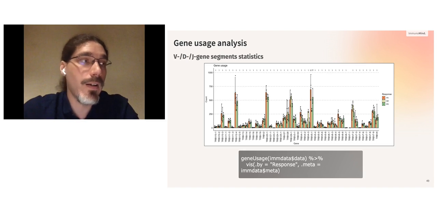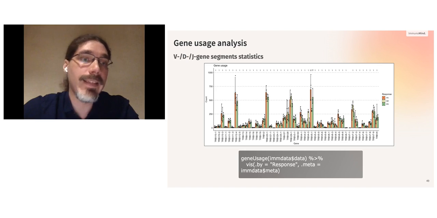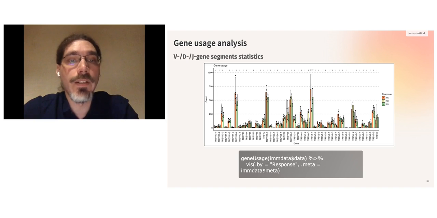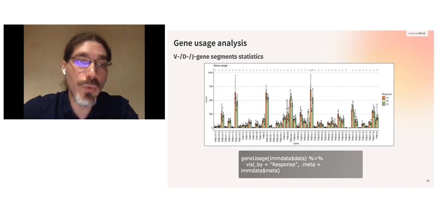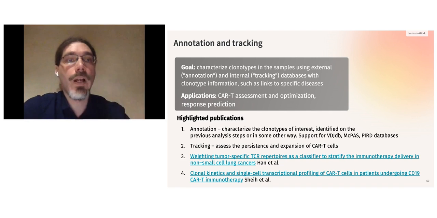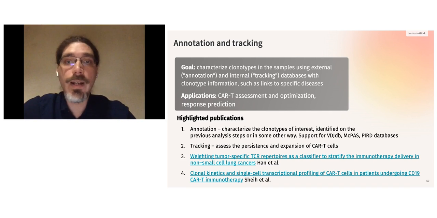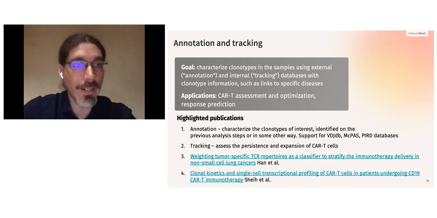So again, Immunarch does it for you automatically. You just call gene usage and then visualize. As this is the same statistical tests that are being applied in other grouped visualizations as well. We have one more section about the annotation and tracking. Again, I think extremely interesting and quite undervalued, I would say, methods for data analysis for applying the immunogenomics in clinical settings.